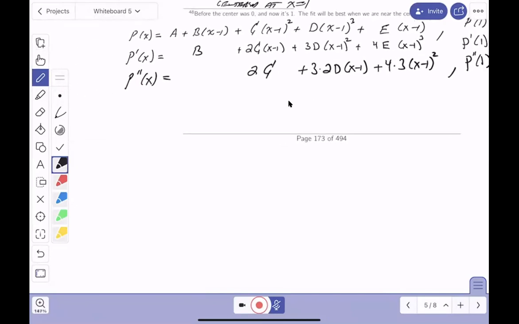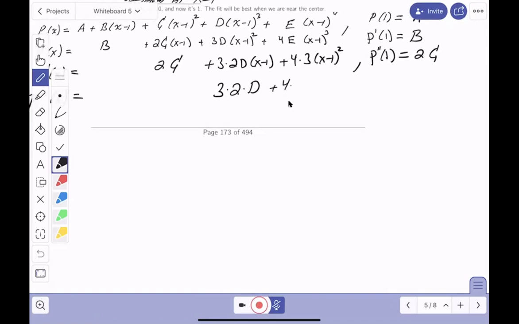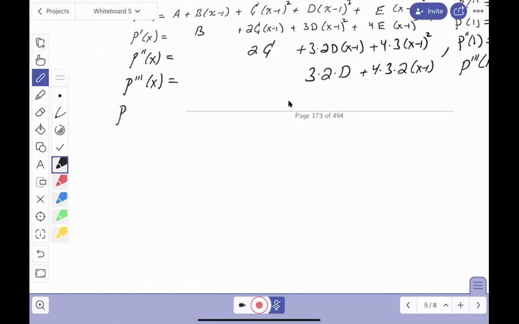Let's keep moving. Let's put down p3 now. And what's that going to be? 3 times 2 times d plus 4 times 3 times 2 times e, (x minus 1). And I think I could put down p triple prime of 1, right? What would that be? 3 times 2 times d. Whoops, right, not 32, 3 times 2. Let's put down p4 now. And what would that be? That would just be 4. You know what? I lost the e somewhere. Sorry about that.